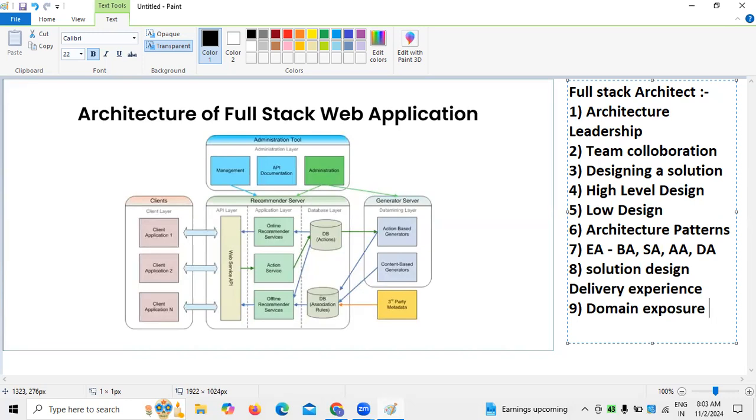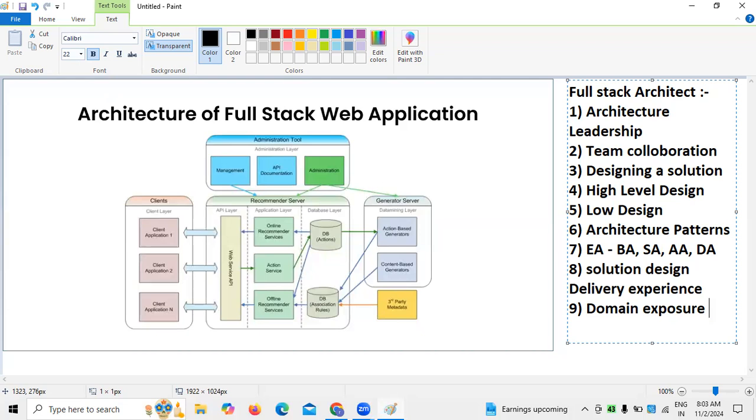Based on the RFP document that was provided, some RFP knowledge is also required. How to understand an RFP document and how to provide design solutions for it, this sort of knowledge is always needed. That is what we are learning as part of our full stack architect training. This is what it is all about.